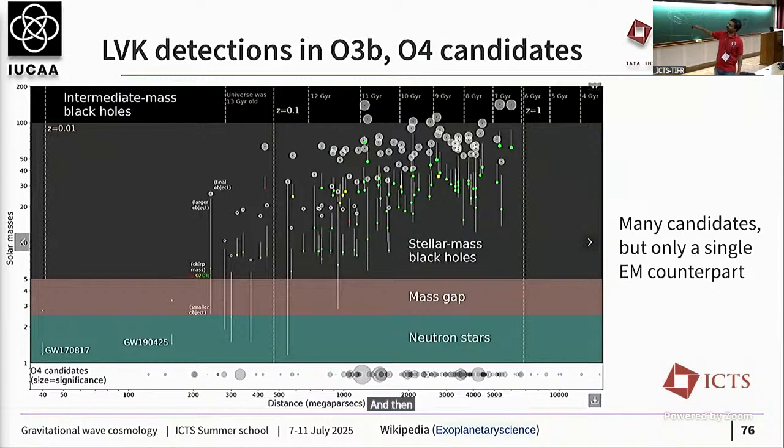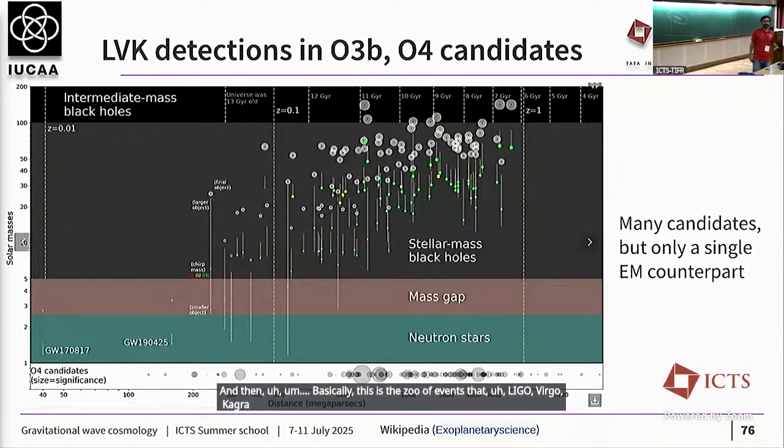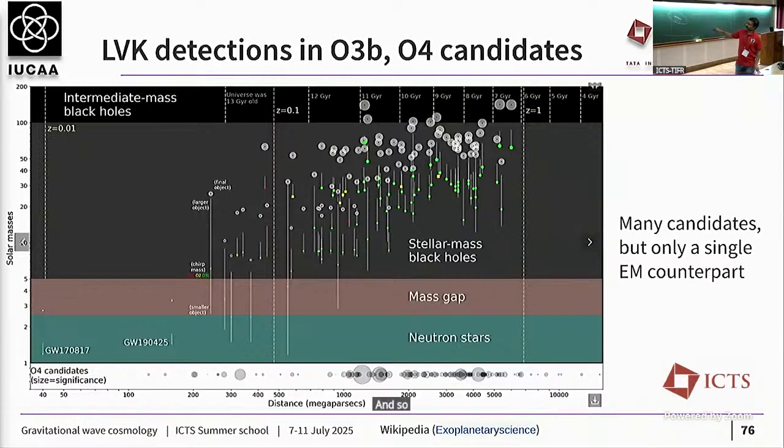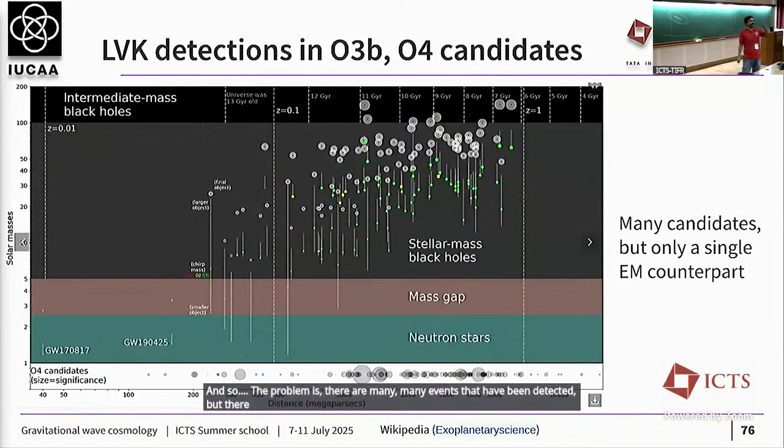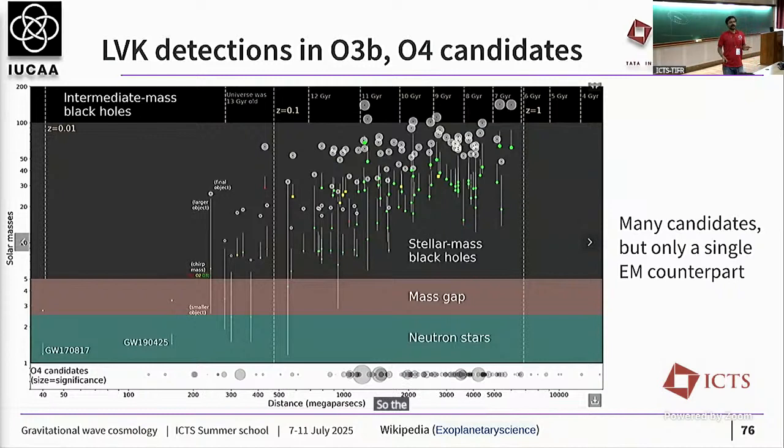And then basically this is the zoo of events that the LIGO, Virgo, KAGRA detectors have found so far. And so the problem is there are many, many events that have been detected, but there's only one electromagnetic counterpart that we have found so far. So the question is how to use this zoo of events in order to do cosmology.